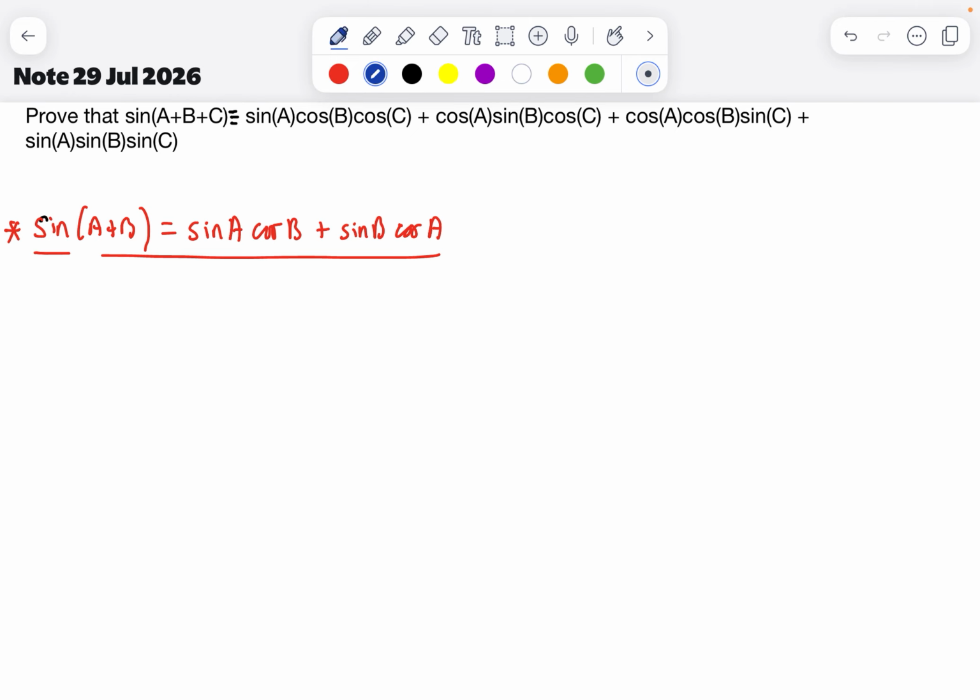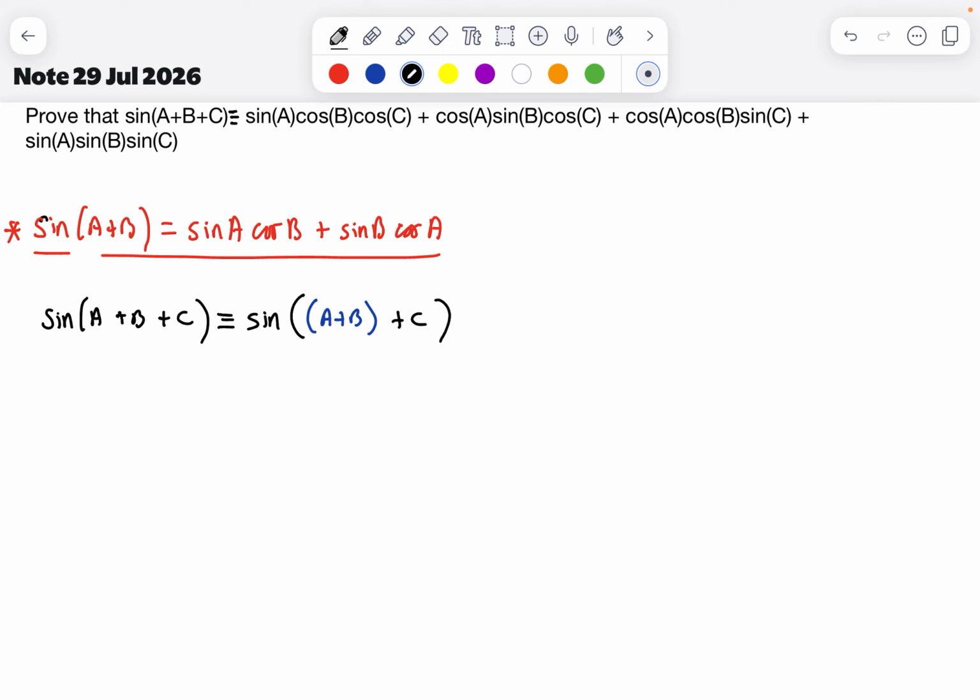So now I've got sine of A plus B plus C. And what I'm going to show is that actually this is the same as sine of (A plus B) plus C. So that means that what we're going to do is multiply the A plus B and the C.